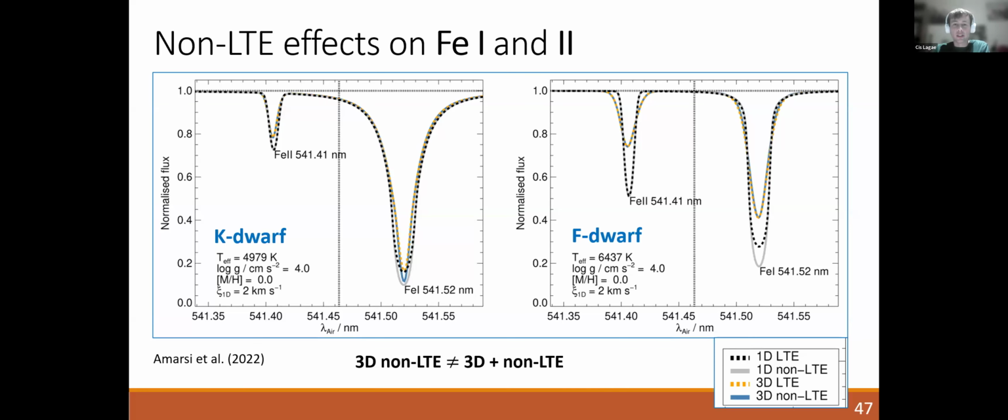This also shows another annoying but important thing about non-LTE: you cannot just sum up 3D effects and non-LTE effects separately because they interact in a non-linear way. And you see this in the rightmost line profile, the strong 541.52 line. Going from 1D LTE to 1D non-LTE, the line gets stronger. But then if you add 3D non-LTE, the line almost gets weaker again and it gets equal to 3D LTE. So there's no real way of predicting, sadly, how the line will behave when you combine all of the information.